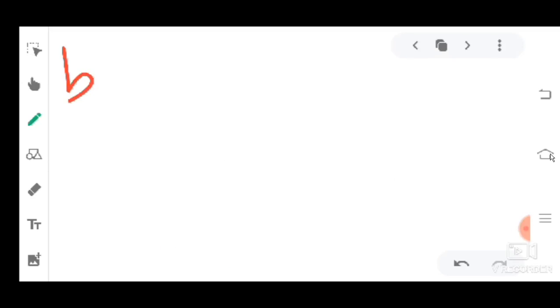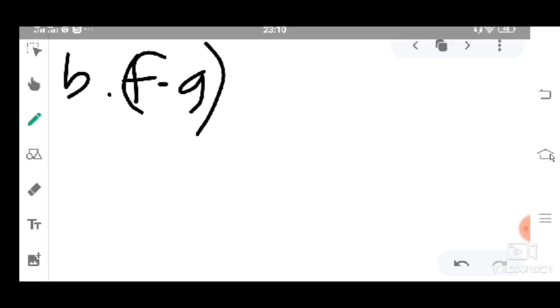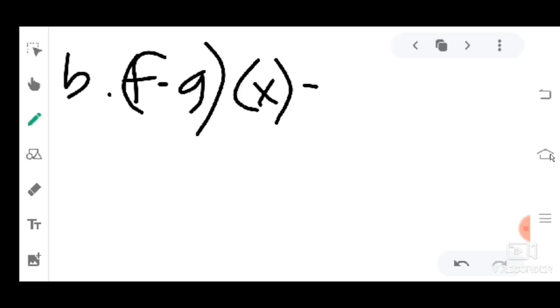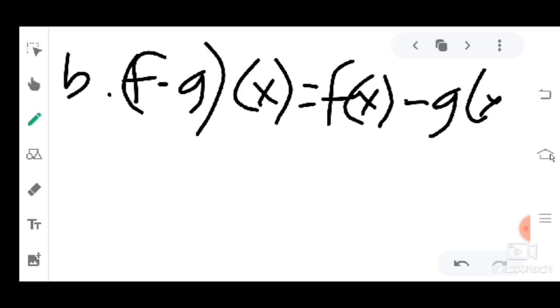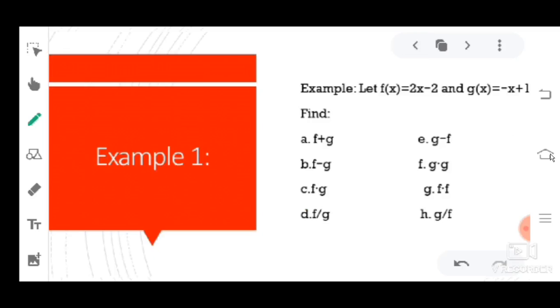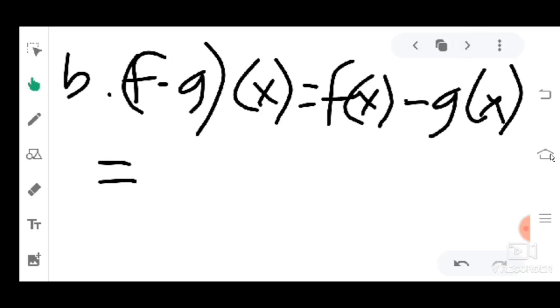In letter B, you are asked to find f minus g of x, and again it is just f of x minus g of x. From the given, f of x is just 2x minus 2, and your g of x is negative x plus 1. So we will substitute it here.